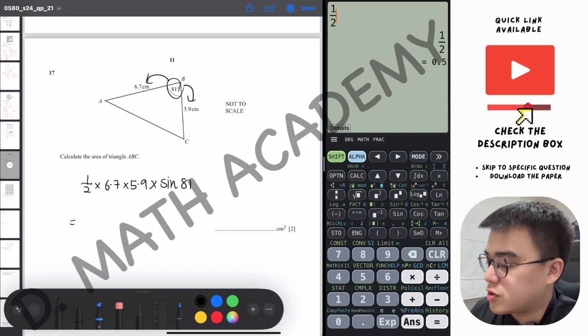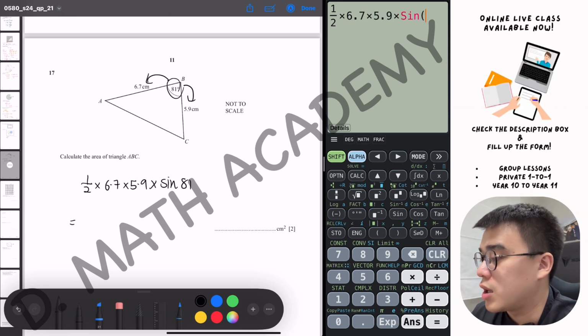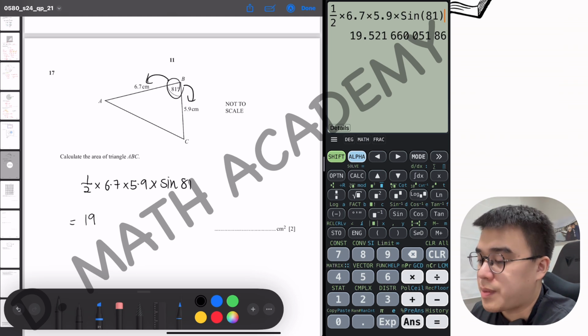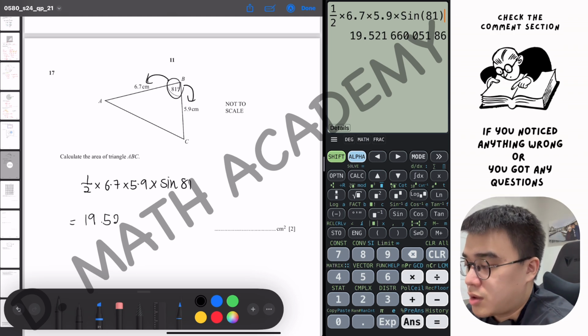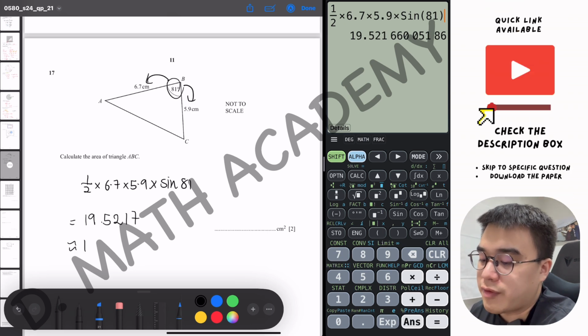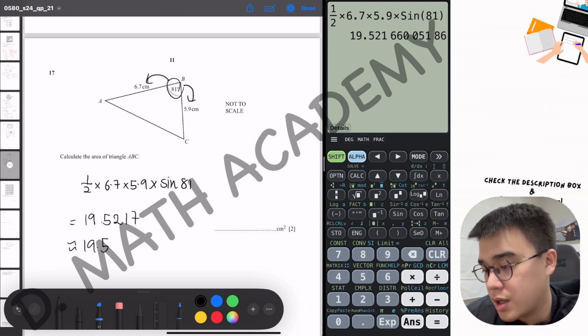So make sure, students, double check if your calculator is in the correct mode. If it's in radian, okay, please make sure to change it back, otherwise you will waste the marks here. So approximately 19.5 will be the area of this particular shape.